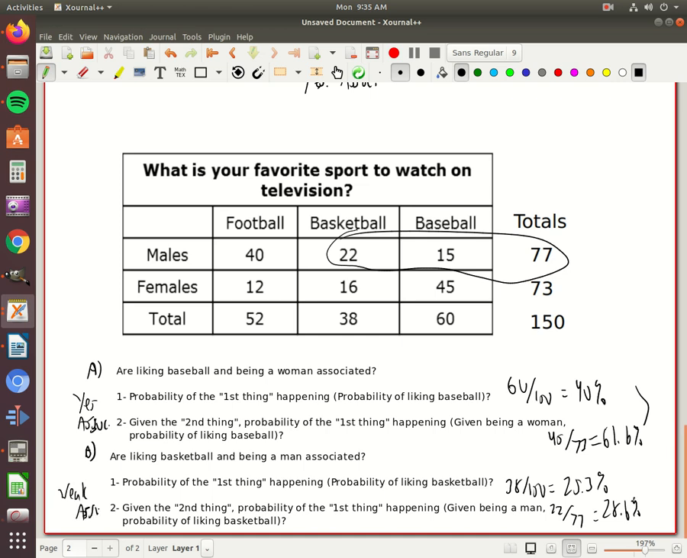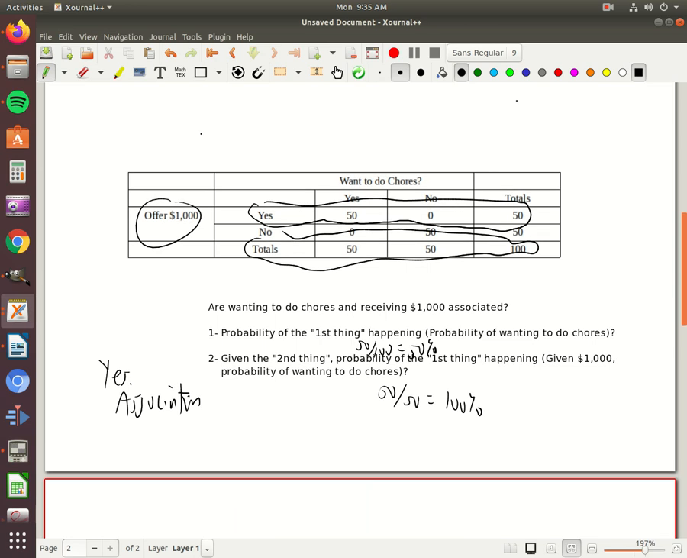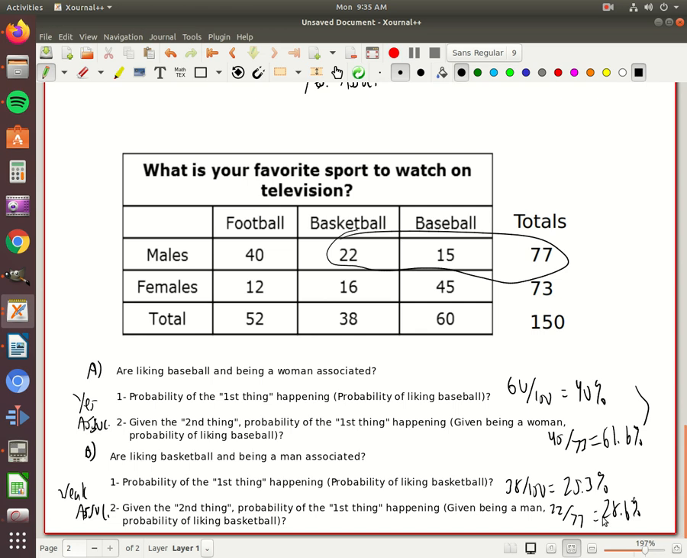Here it's pretty clear: if you want someone who likes baseball, you should grab a woman. If you want someone who likes a sports car, you should grab a man. If you want people to do chores, you should give them $1,000 and not a penny. But here, you're almost just as likely to get someone who likes basketball whether you pull a man or a woman. Those numbers are not very different, but there is a weak association. So again, that's where we're headed in this chapter. I hope that makes sense. I know I went through it quickly. We're going to be doing it more as we go through this section, but I just want to let you know where we're headed with this chapter.